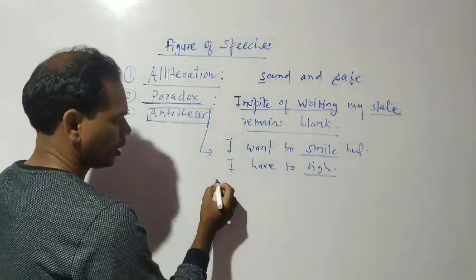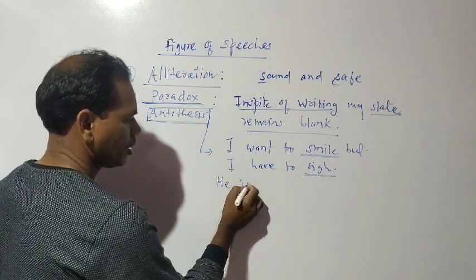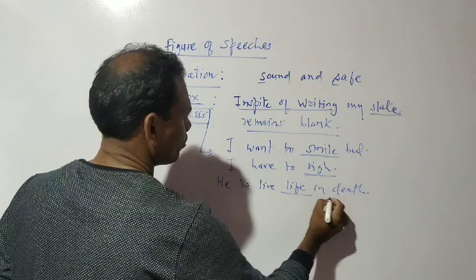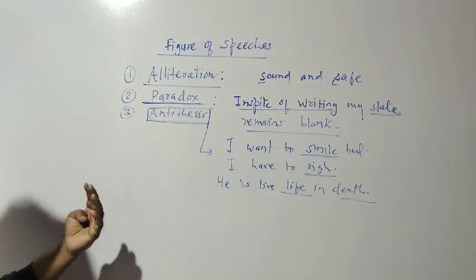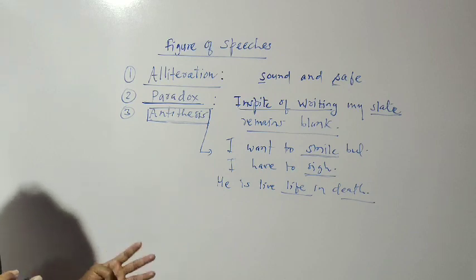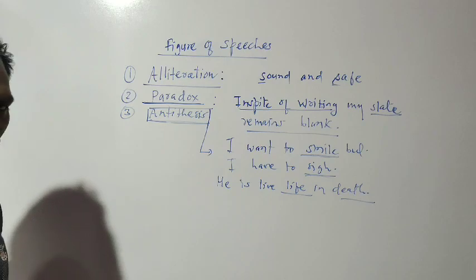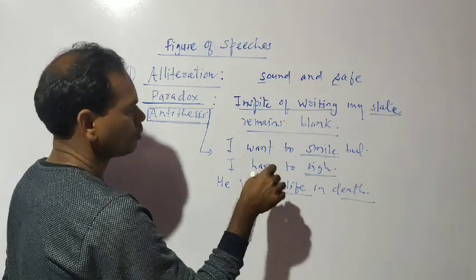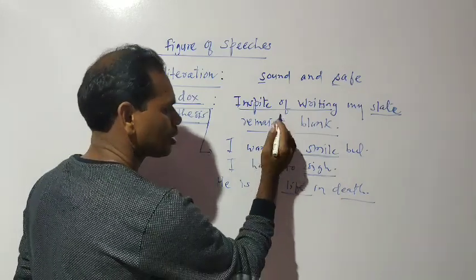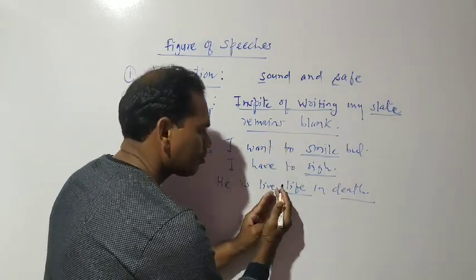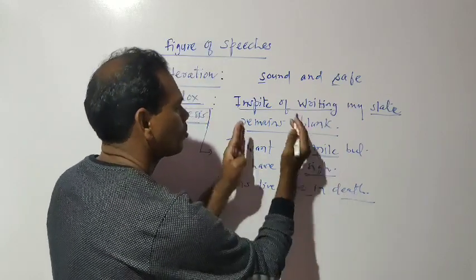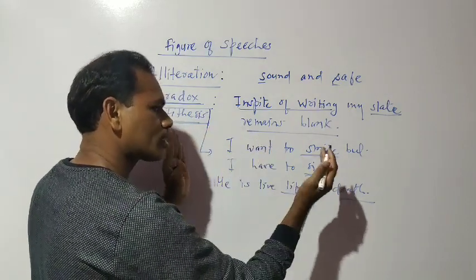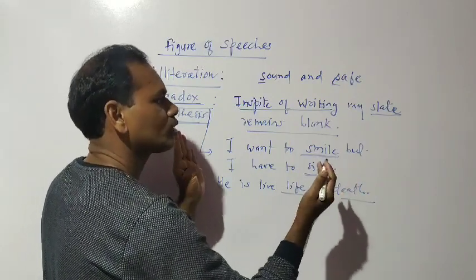Or he is living life in death. See, life and death. He is living life in death. Here, life and death, these two contrasting words, two opposite words are used in a single line. That's why it is antithesis. See the difference between both figures of speech, paradox and antithesis. Here both are somewhat the same. Life and death, exactly opposite words are there, but in paradox, though opposite contrasting ideas are there, that is truth.